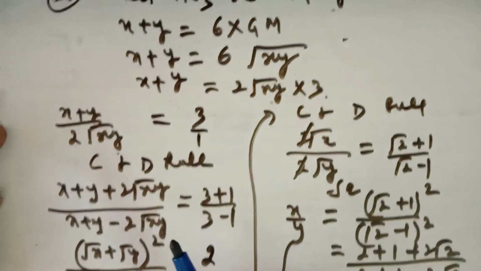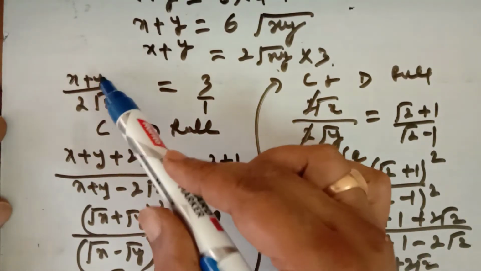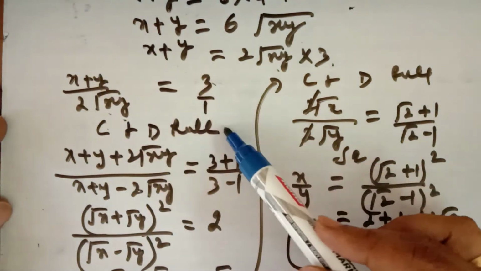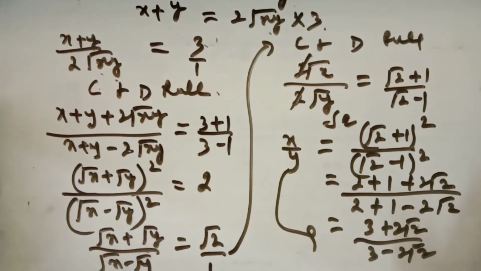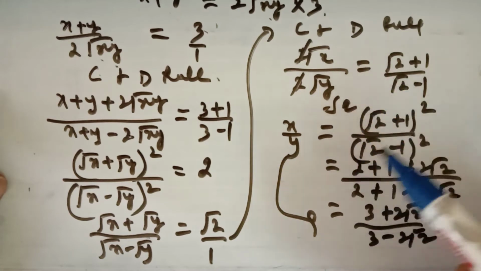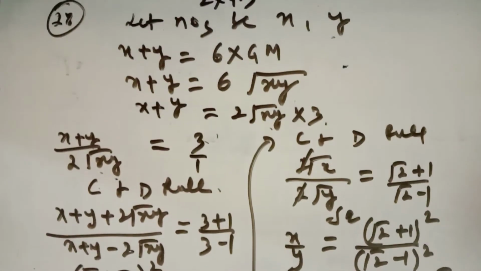Then I've used the C and D rule, that is the componendo and dividendo rule, in which you add both the terms in the numerator and subtract both the numbers in the denominator. 3 plus 1 in the numerator, 3 minus 1 in the denominator, which is the componendo and dividendo. And again here I've used the componendo and dividendo, and squaring both the sides, I've got the relationship between the first given two numbers. See it.